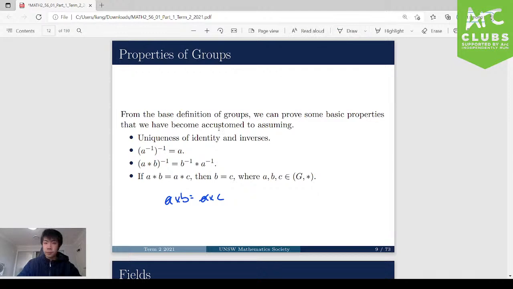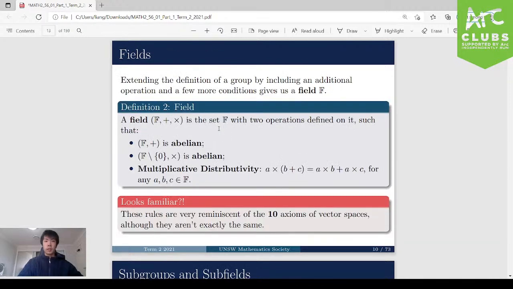All right. Now the next part to have a look at is fields. Fields builds onto groups a bit more. So with fields, you're extending the idea of groups by adding on an additional operation. Remember with groups, you have a set G, and then you had the operation, for example, star on there, whatever star may be. Okay. A field just adds on an extra operation.